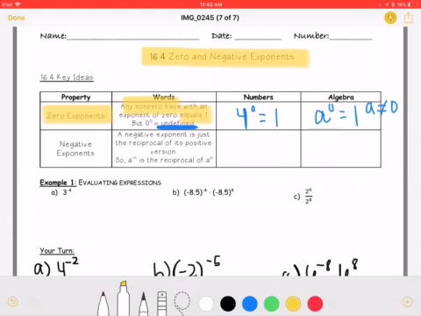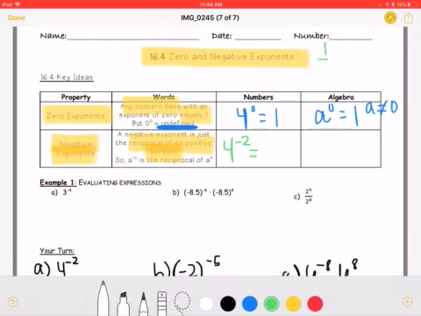Next key idea or property is, what if we have negative exponents? I will say this is when it gets a little tricky, but a negative exponent is just the reciprocal of its positive version. So a to the negative n is the reciprocal of a to the positive n. So think of what a reciprocal means. If I have 4 to the negative 2 power, now, I'm not just going to write that as 4 to the positive 2. I need its reciprocal.